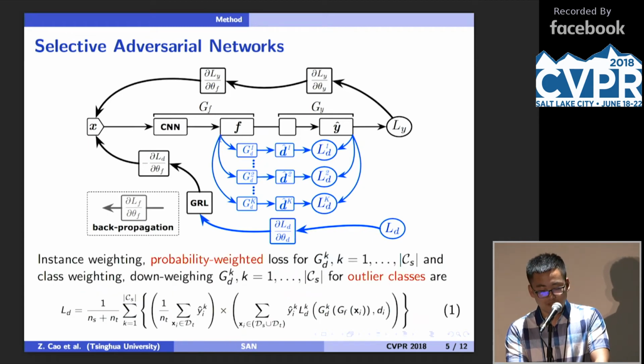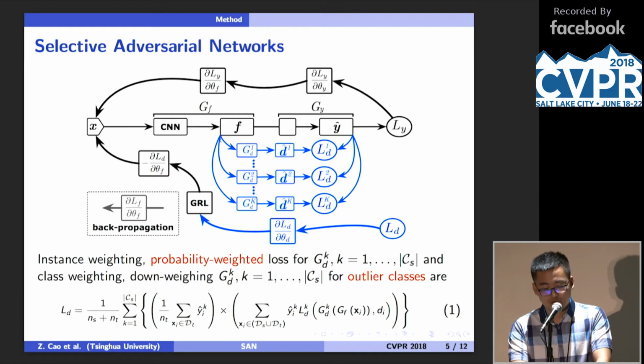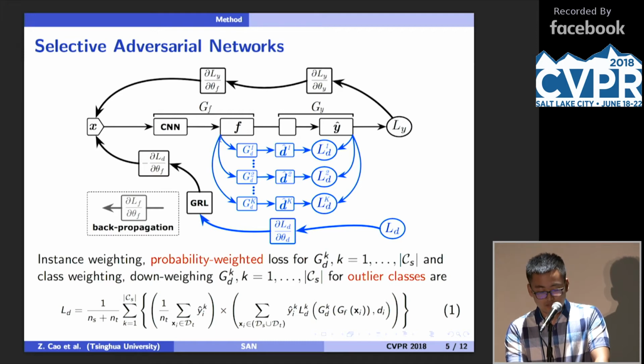We define two weighting mechanisms. One is the instance weighting for each data instance. Ŷ is a predicted probability distribution across the source label space. Each dimension of Ŷi represents how much the data instance Xi belongs to the corresponding class. Thus, as shown in the right part of the formula, we can use each dimension of Ŷi to weigh the deep feature of Xi to the corresponding adversarial network.